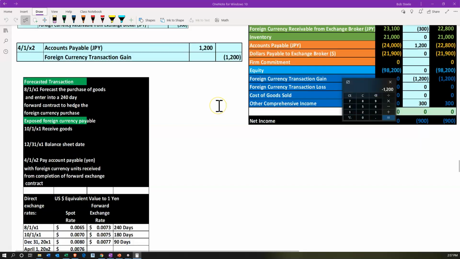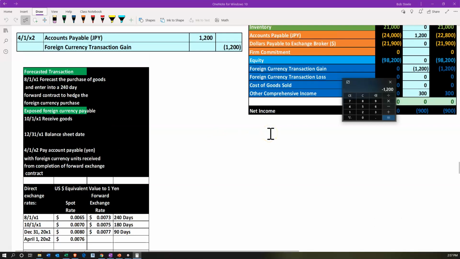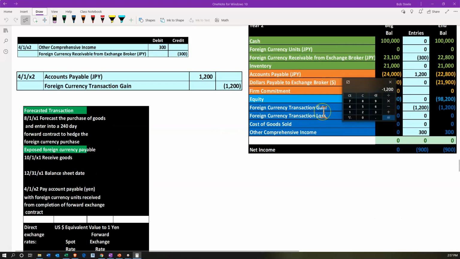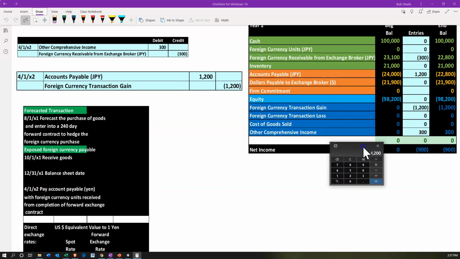And also, if you think about the rates that we had before, it was 1 yen versus $0.008. Now it's 1 yen is $0.0076. Yen has gotten weaker because it's worth less dollars. And this time we're talking about us paying in yen. So we're paying with something that's now worth less than it was before. So that's a gain to us. So we're going to debit the accounts payable 1,200, and then we're going to credit the foreign currency gain down here. Foreign currency gain being the credit.